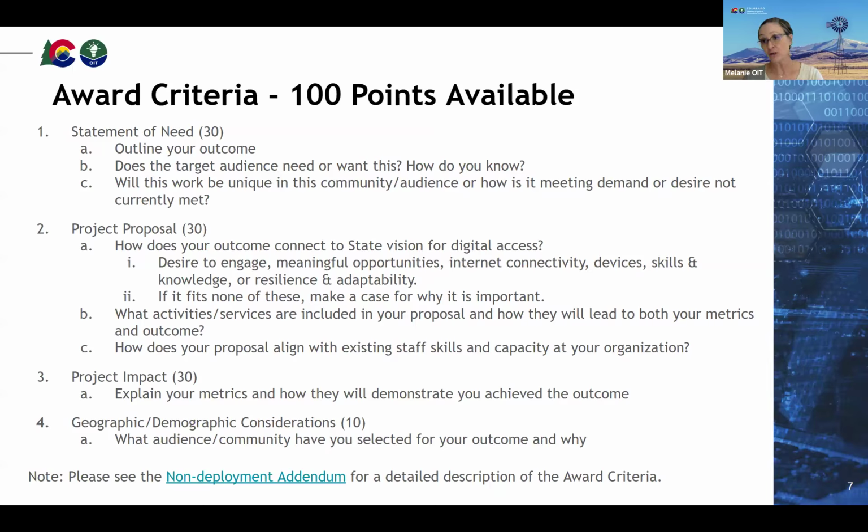So there are 100 points available, and the statement of need is 30 of those, project proposal is 30, project impact is 30, and what audience or community you're serving is 10. Those are all accurate, but what we added in here is the word outcome to some of these things so that you can start to think about how your outcome might present itself as you're writing your application. So there's a link to the non-deployment addendum there. That is on the website with all the other tier 2 advanced local opportunities. So next slide, please.